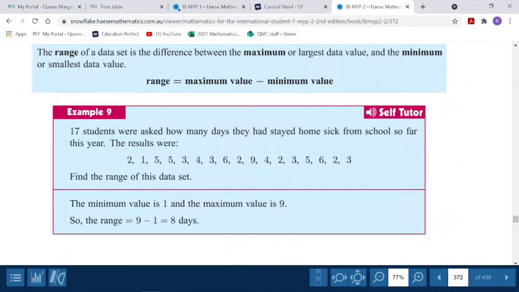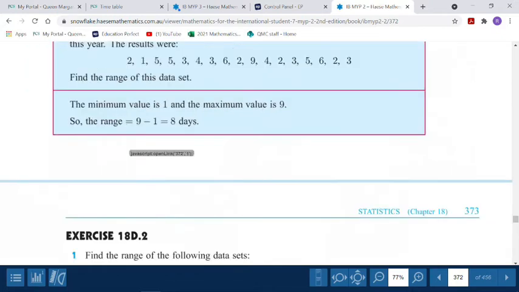Now, I could just search through here and see that 1 is the smallest number and that 9 is the biggest number. So you don't technically have to put them in order, but it's always a good idea if you have a small amount of numbers. Now, if I had 50 numbers, I don't want to have to put them all in order. But if you have a small group of data like this, then you can. So the largest number in this case is 9. The smallest number in this case is 1, which gives us a range of 8.